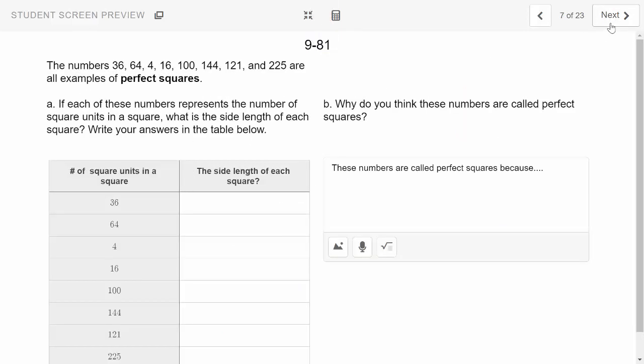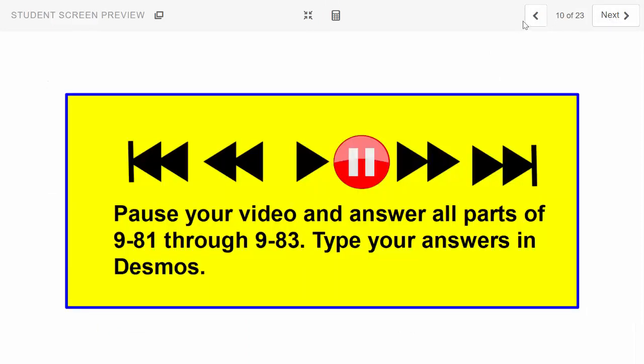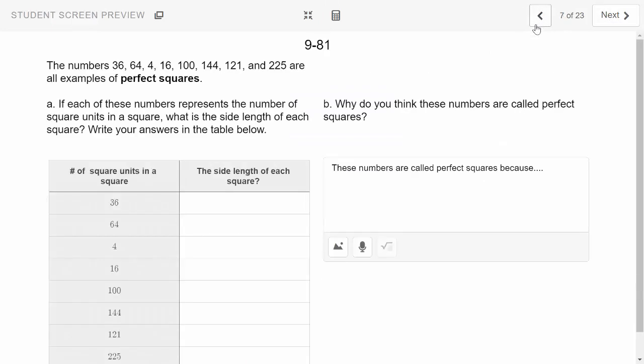Page 7, 8, and 9, I want you to get the answers to 981, 82, 83. Work with your teams. This one's just asking you about the perfect squares and why they're called perfect squares. So if you had a perfect square of 36, your side length would be 6. You need to go find all the answers to this problem.